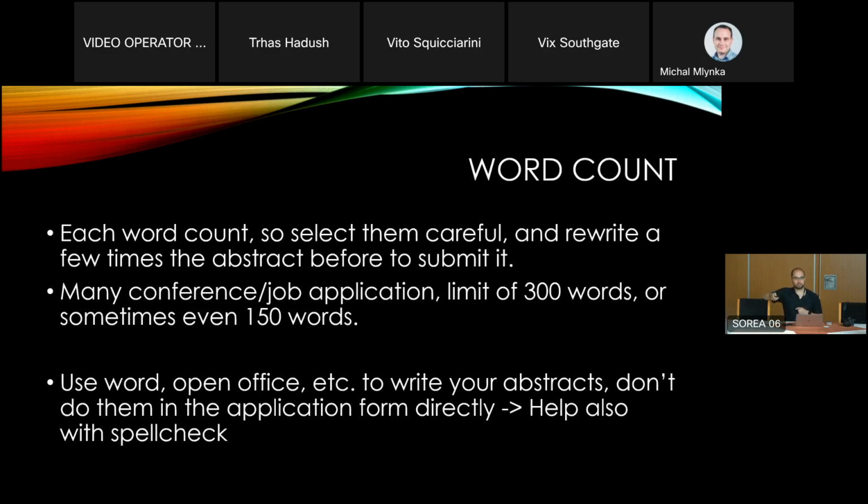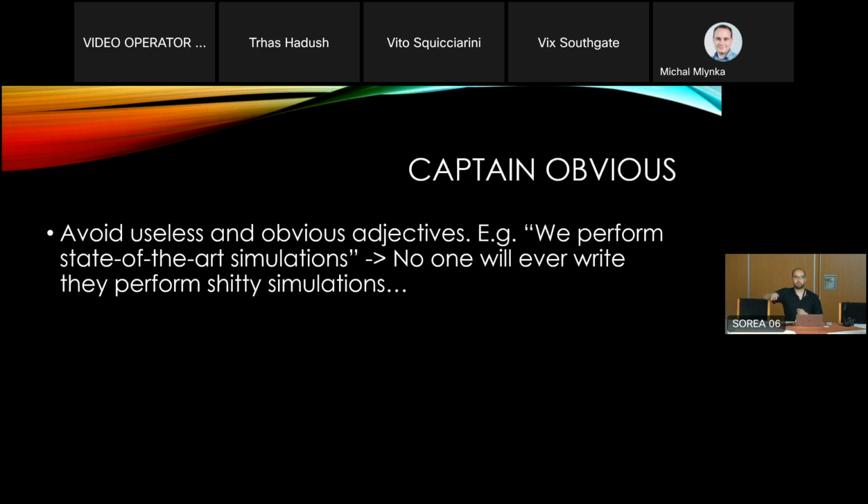Word count: most are around 300 words, I would say, but for some applications you can only write 150 words, so be very careful. And don't write directly in the form. Write in Word and then copy-paste into the form, so you can use the help of the spell check and so on. It's very important.